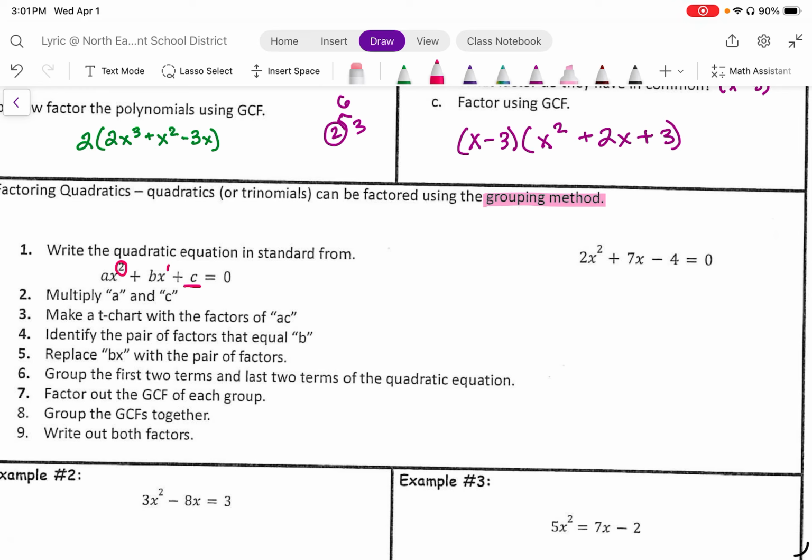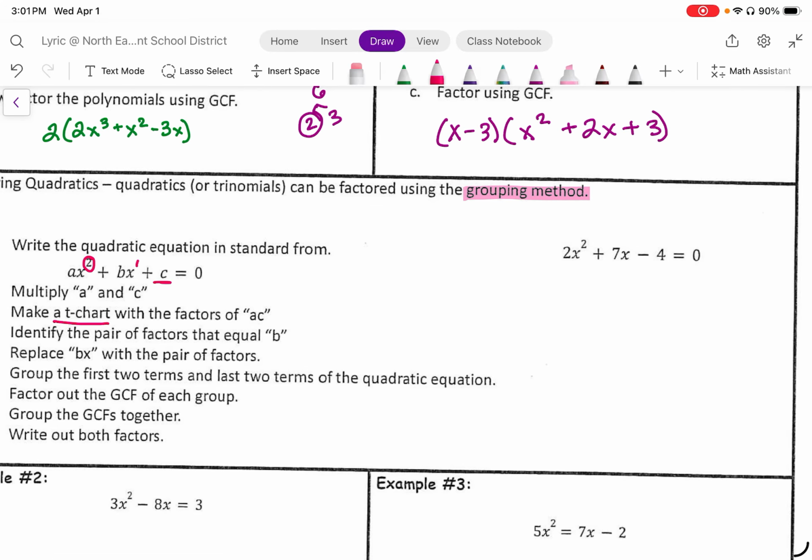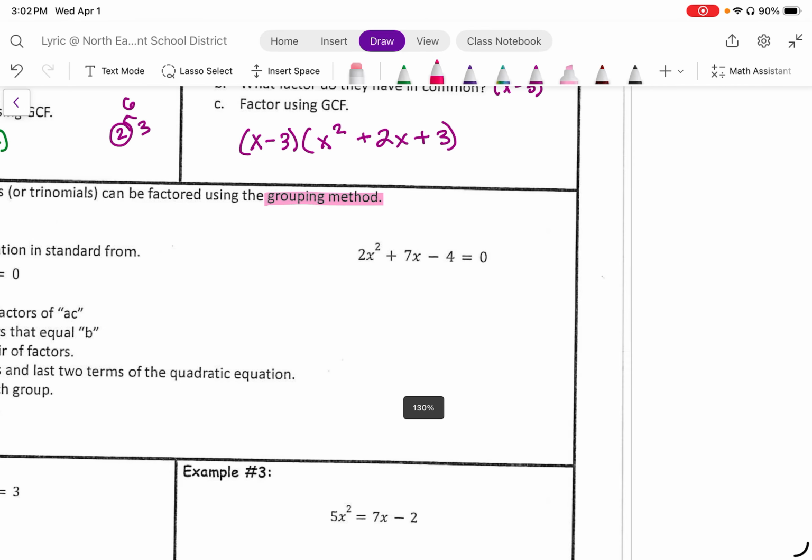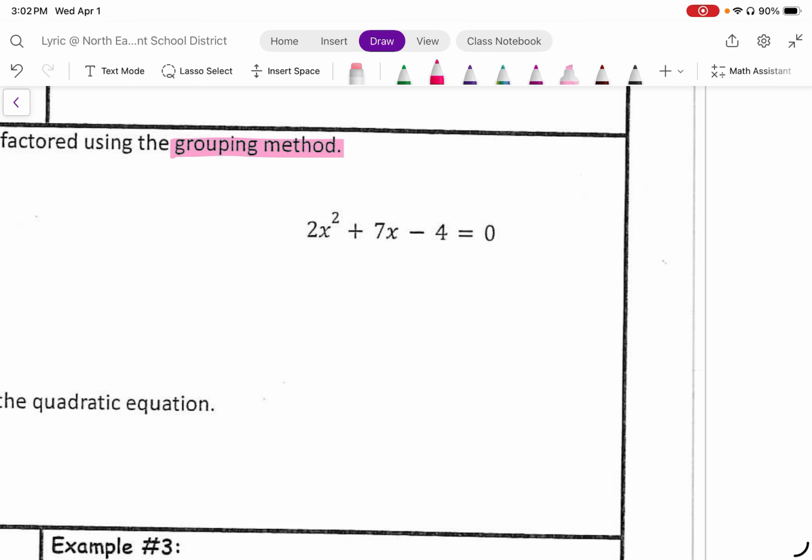Our next step will be to multiply a and c. Then we'll make a t-chart, and then we'll do some other stuff. So step 1, write the quadratic equation in standard form. Is this equation in standard form? Yes, it is. Step 2, multiply a times c and make a t-chart. So over here, I'm going to make a little t-chart. A times c goes at the top. And what goes at the bottom? B.